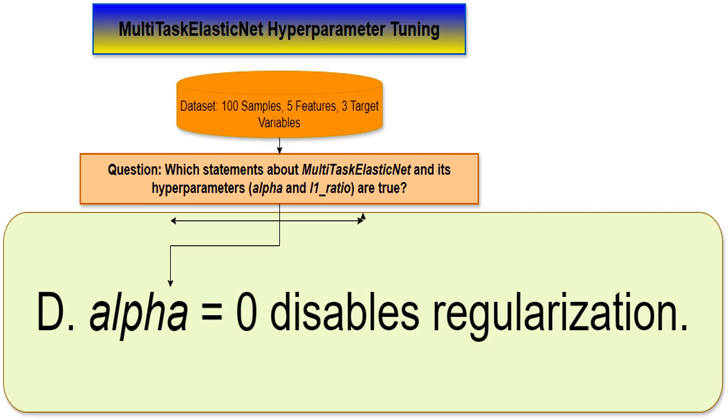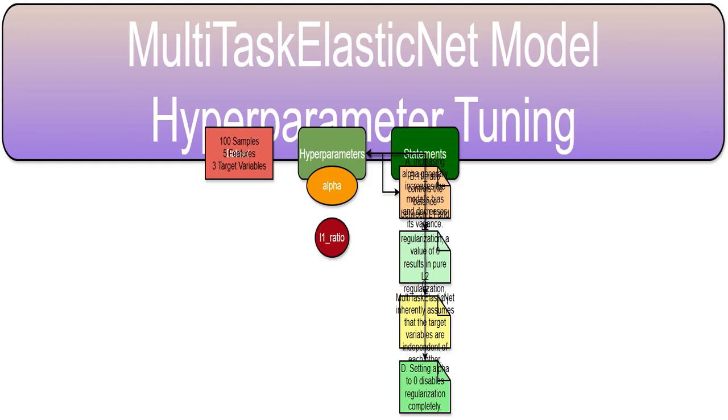Setting alpha to 0 means there's no regularization at all. This will let the model become overly complex and potentially lead to poor performance on new data because it will have memorized the training data too well. This quiz focuses on understanding how the hyperparameters, alpha and L1 ratio, affect the Sklearn's MultiTaskElasticNet model. We'll explore how these settings influence model behavior.